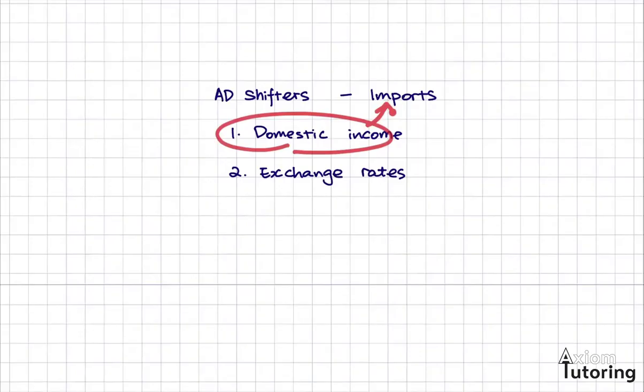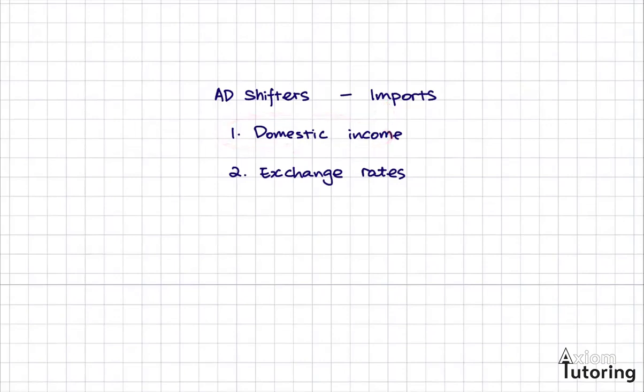When domestic income rises, households often purchase more goods and services. Some of this additional spending will be on imports. So higher domestic income means higher demand, including higher demand for foreign goods. Imports are going to increase, net exports will fall, and aggregate demand is going to shift left because imports increased.